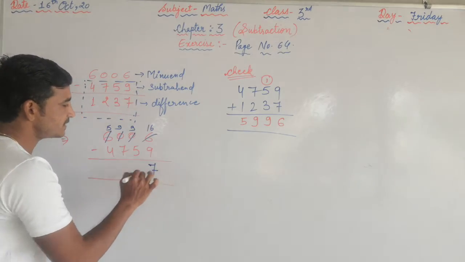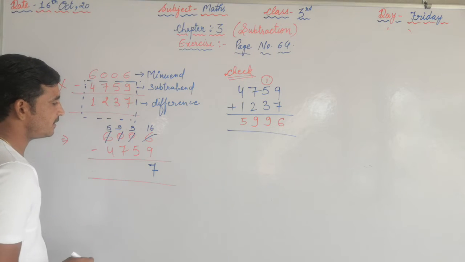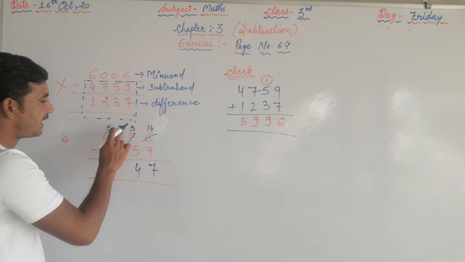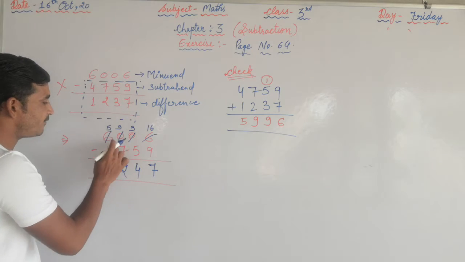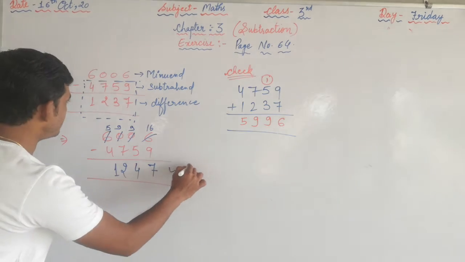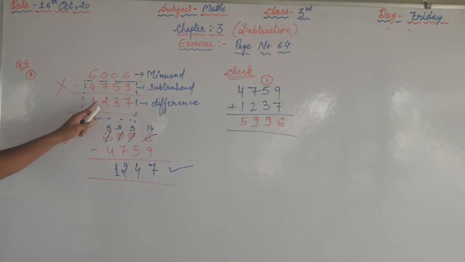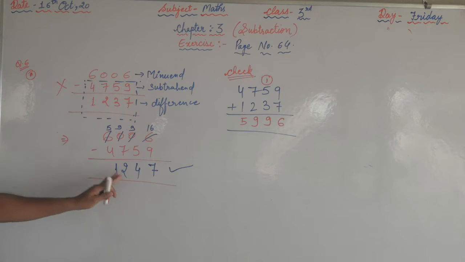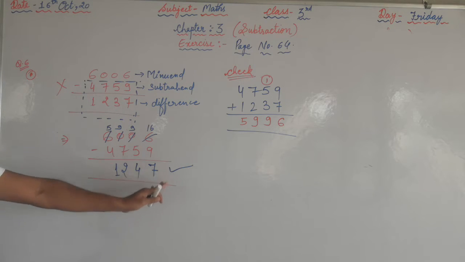What's the result? 7. Then 9 minus 5 is 4, 9 minus 7 is 2, 5 minus 4 is 1. So this is the correct answer, but here it is 1237. The right answer is 1247. So you have to do it like this.